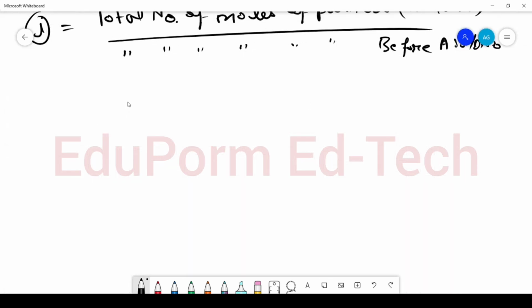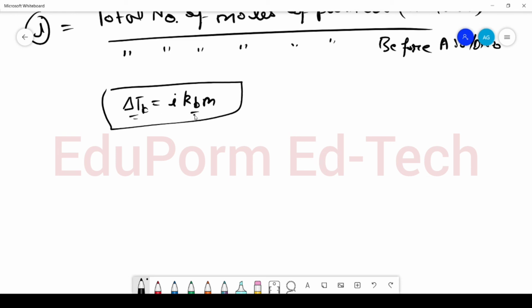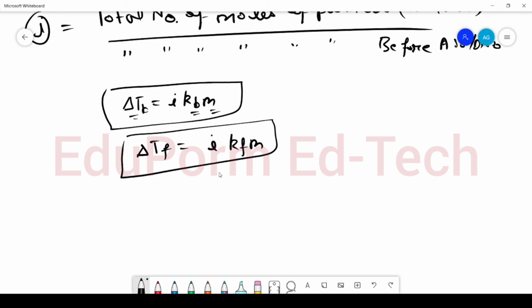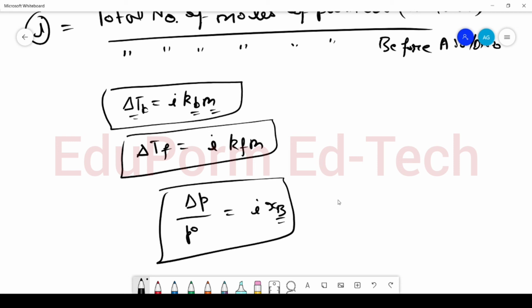So the relation is ΔTb is equal to i, that means the Van't Hoff factor, multiplied by Kb m. We have already discussed in the previous lecture what is ΔTb, what is Kb, and what is m. Another is ΔTf is equal to i Kf m, and the other formula is, sorry, not ΔP, we will have ΔP upon P0 is equal to i into X, X B, or we can say X2. This is the mole fraction of solute.